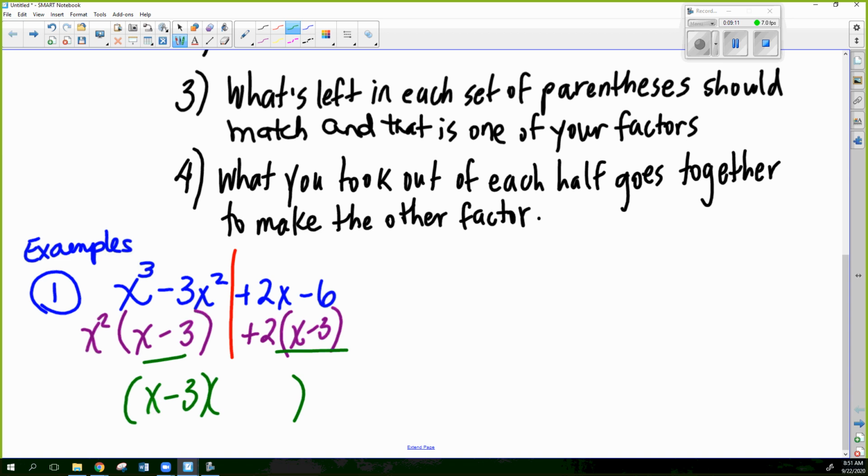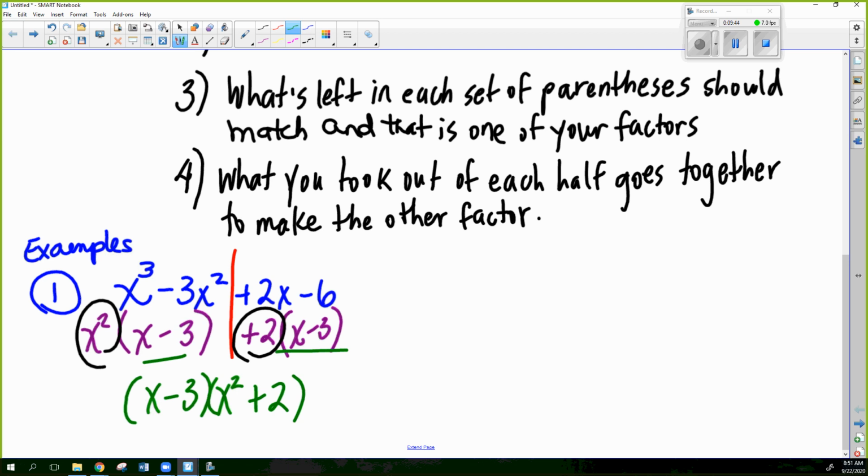Then step 4 says what you took out of each half, the GCFs you pulled out of each half, they go together to make the other factor. So what's my other factor? I literally just squeezed them together. Plus 2, x squared plus 2. And that's why I put the plus with the 2, so I didn't forget that that's part of the factor.